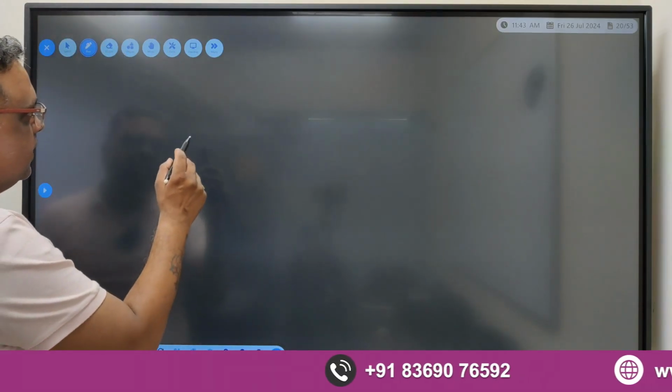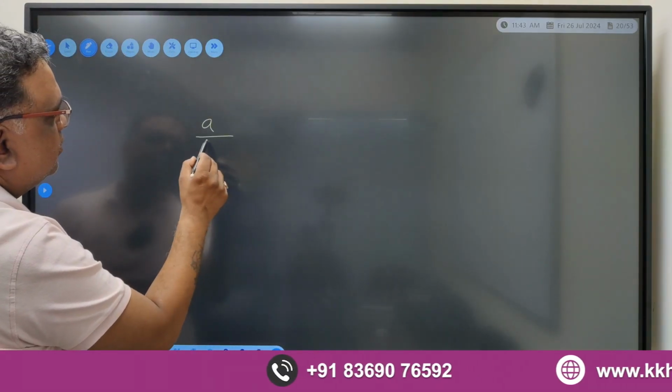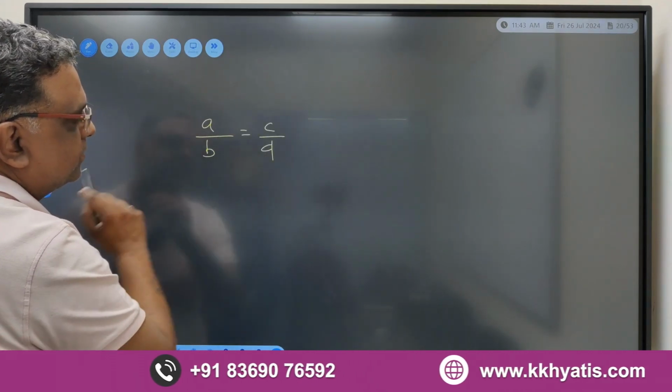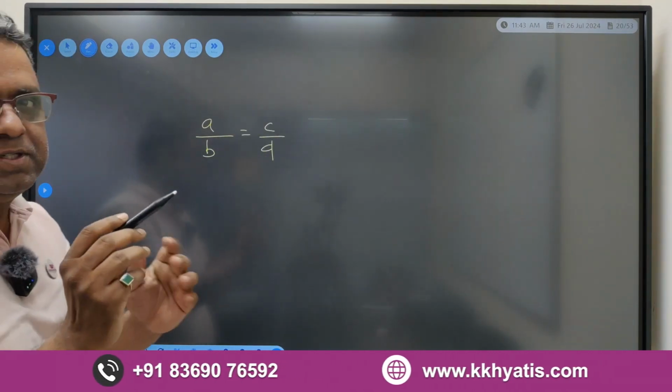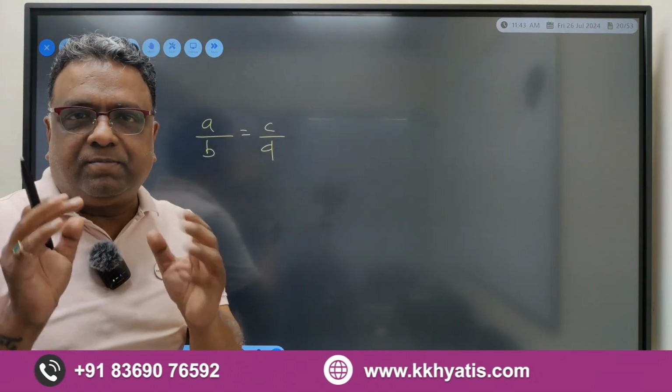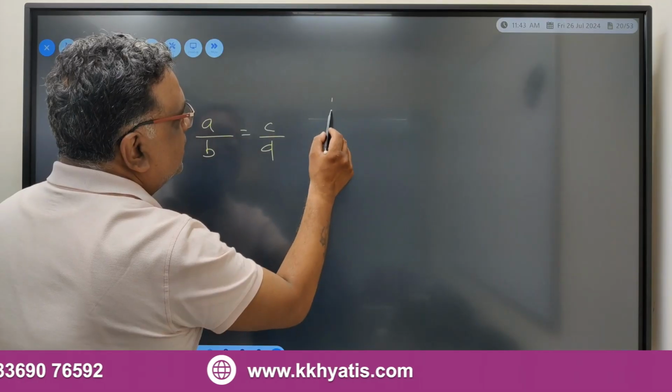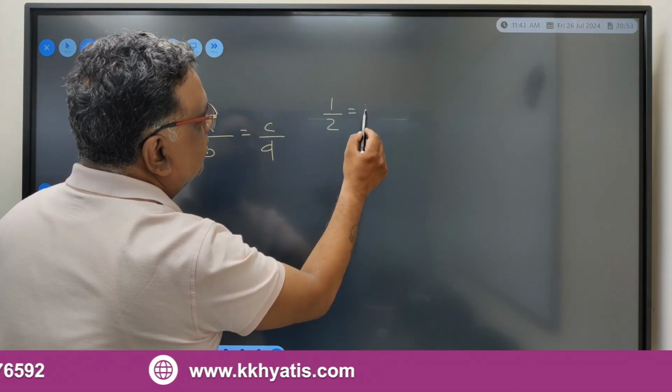What you need to understand is, for example, let us say I am being given two quantities A, B and C, D are in proportion. So A upon B is equal to C upon D. That's what we mean by they are in proportion. So let me give you a little example. Isn't 1 upon 2 equal to 2 upon 4?